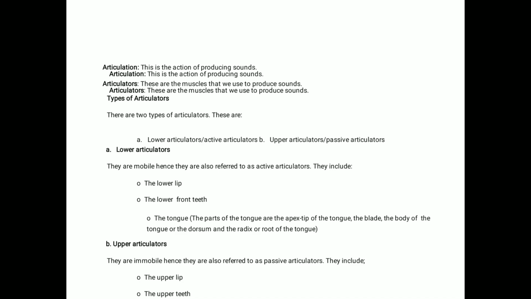And then the upper articulators, or the passive, are the articulators that remain stationary when we pronounce words. For that, we have examples: the upper lip and the upper teeth. These are just examples of the passive, or upper, articulators.